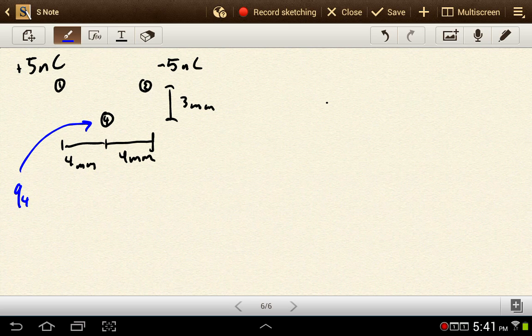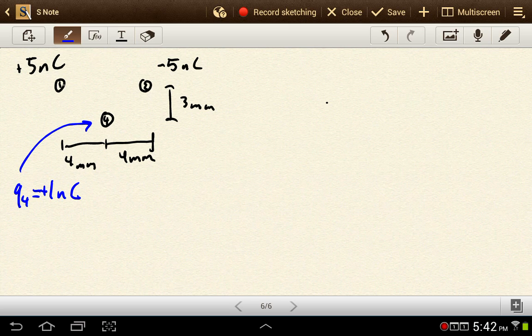But the good news is, if you want to do it numerically and you've got all numbers here, the easiest thing to do is just pick a value for 4. So I'm just going to say the charge on 4 is 1 nanocoulomb. And the answer we get will work for any value of charge on 4, because if, say, the charge on 4 is doubled, then all of the forces on 4 will double, and they'll still cancel out to 0.